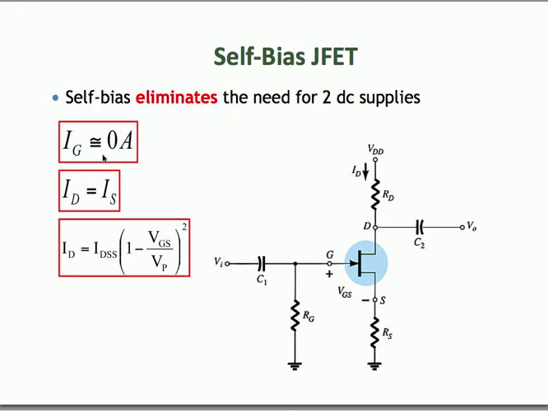Similarly, the same relationships hold for this self-biased JFET circuit. You have zero gate current, the drain current is equal to the source current, and the drain current is given by the Shockley equation.